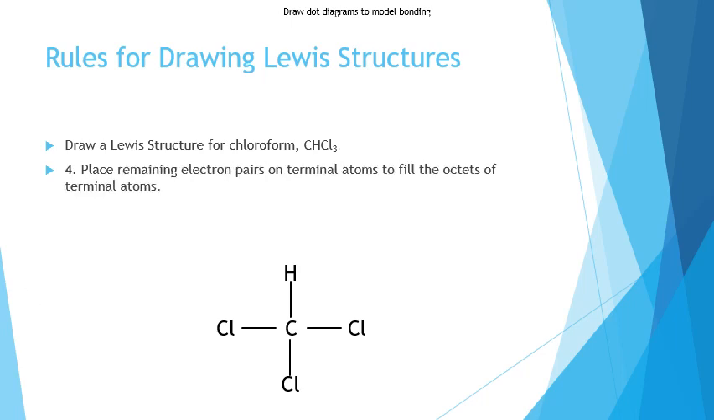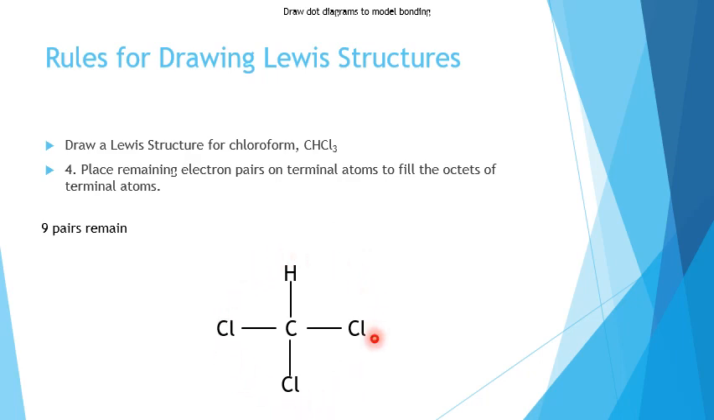My next step is to place the remaining electron pairs on the terminal atoms to fill the octets of those terminal atoms. So remember from the previous slide, I have 9 pairs of electrons left over. And my rule tells me I need to take these 9 pairs and distribute them on the terminal atoms.